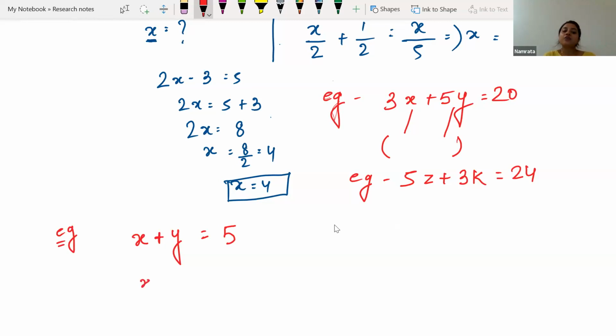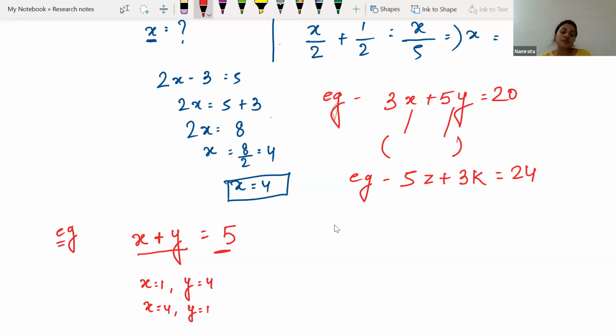Now, can we say the x value can be 1 and the y value can be 4? Then we will get x plus y as 5, right? Yes or no? Yes, ma'am. The value of x can be 1 and the value of y can be 4. Then 1 plus 4 will make the other side 5 and it will make it valid. Now, can I say the x value can be 4 and the y value can be 1? Yes, we can say that, because again 4 plus 1 is making 5 and hence the equation is valid.